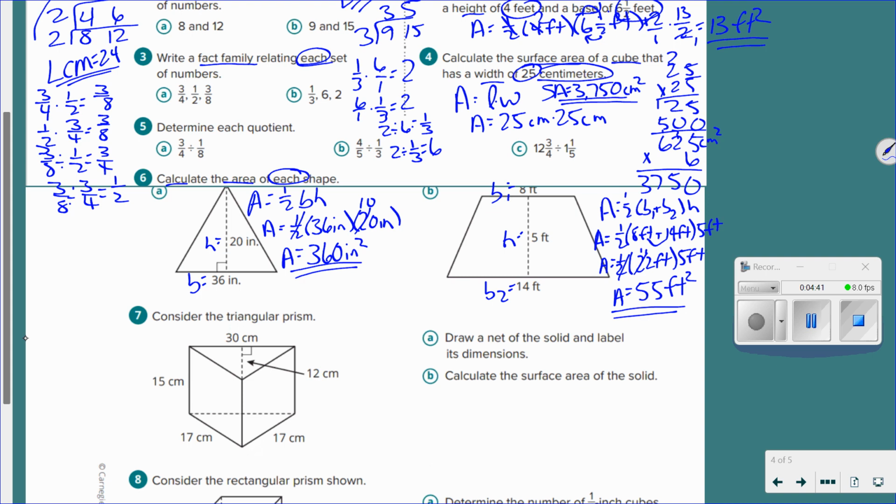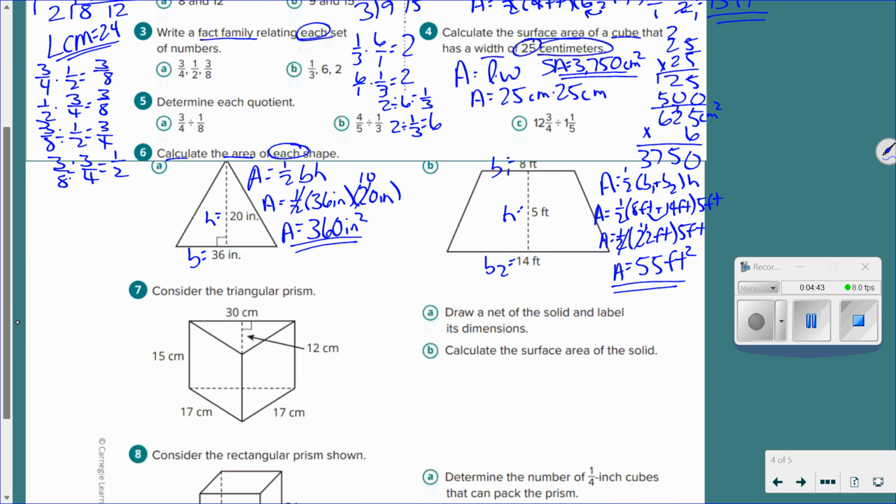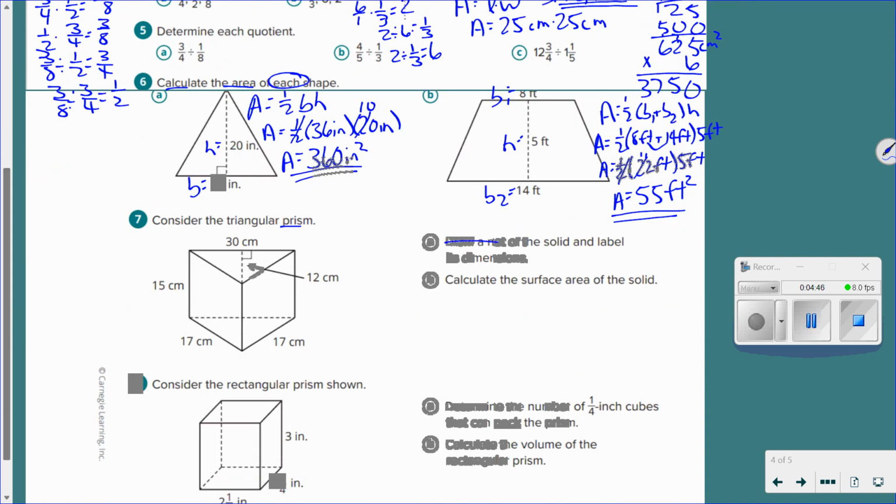Number 7, consider the triangular prism. Draw a net of the solid and label its dimensions, and then calculate the surface area of the solid. So there's 2 parts to this. If you go back in the notes, I said if it's a prism, I'm going to draw the rectangles and then do the bases off of it. If it's a pyramid, I'm going to do the base and then do triangles off of it.